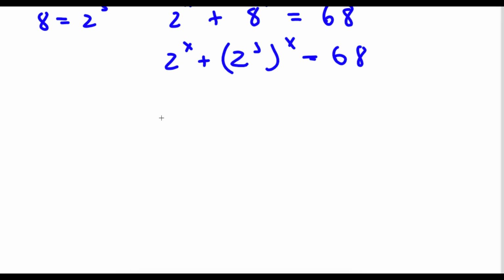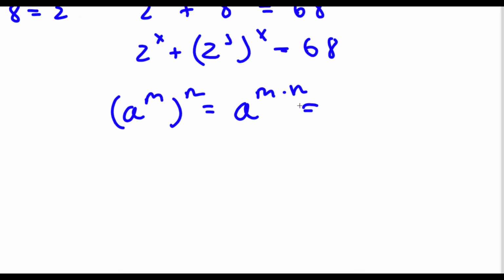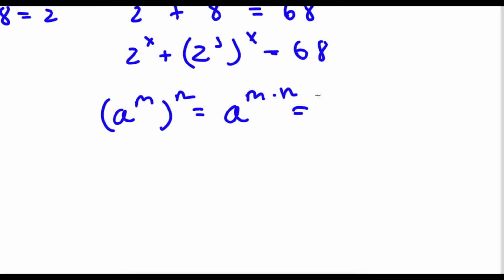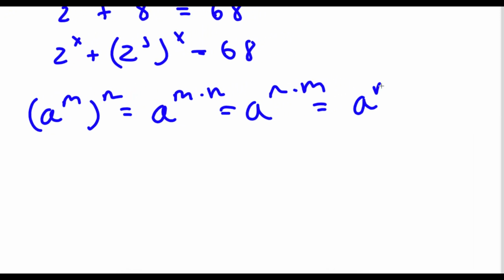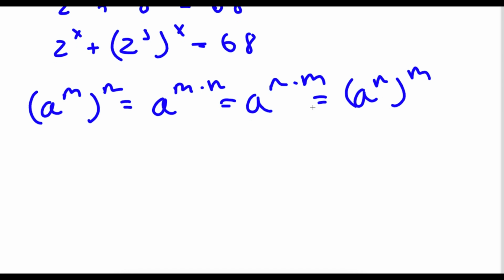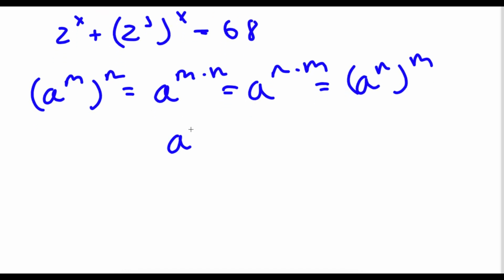Now if I have something in the form a to the power of m to the power of n, this is the same thing as a to the power of m times n, right? And a to the power of m times n, these two are interchangeable, meaning this is the same thing as a to the power of n times m, meaning this is the same thing as a to the power of n to the power of m. So to put this all together, a to the power of m to the power of n is the same thing as a to the power of n to the power of m.